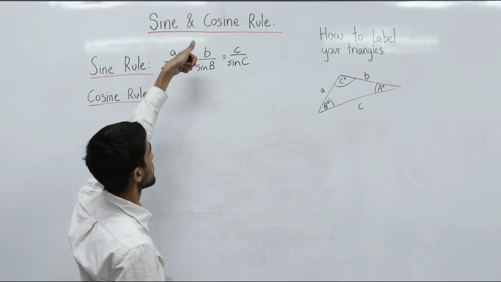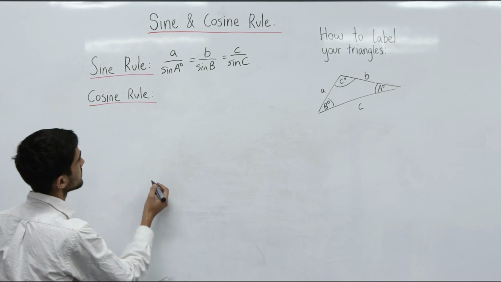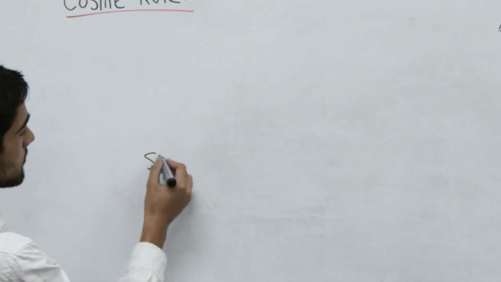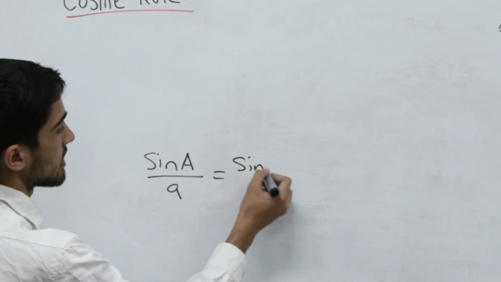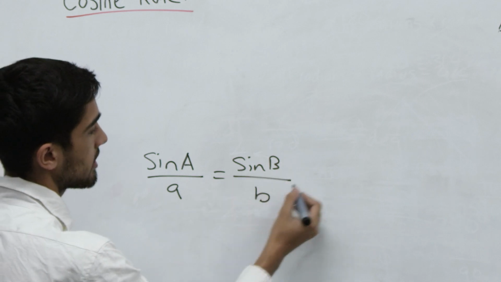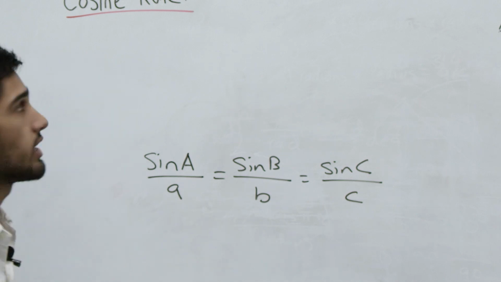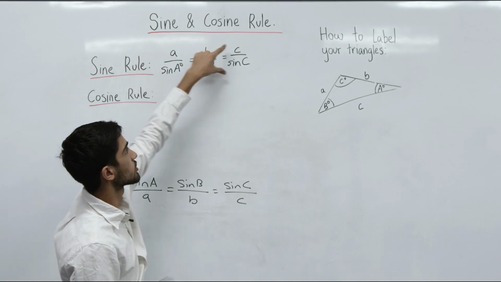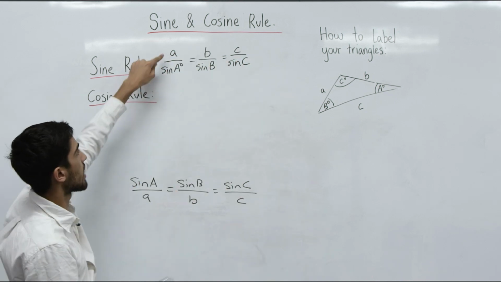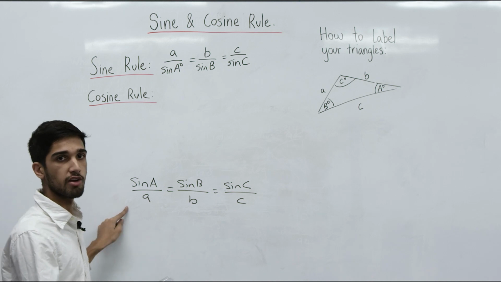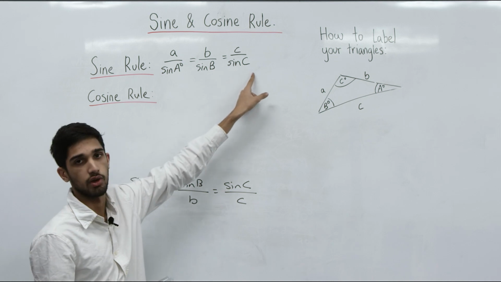We can also flip every fraction around and we'll get another equation, which is sine of A divided by the length a equals the sine of the angle B divided by the length b equals the sine of angle C divided by the length c. Okay, so if these three are equal, then if you flip them all, then they are also equal. The reason we write these two is depending on what you're trying to find, using this equation might make your calculations easier than using this equation.